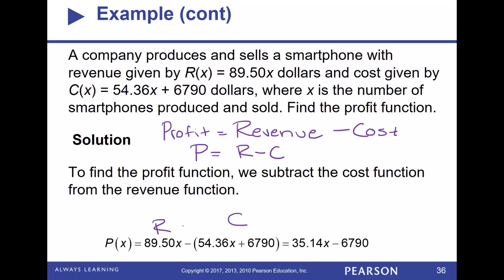Here's our cost function. Now, remember that cost function had multiple things in it. So we like to remind ourselves to always put parentheses around that. And then once you have parentheses around that, then you're going to take the step where you distribute it, okay? So you have 89.5x minus 54.36x, which can combine to be 35.14x. And then it's still minus 6,790. And now we have our nice, beautiful profit function.